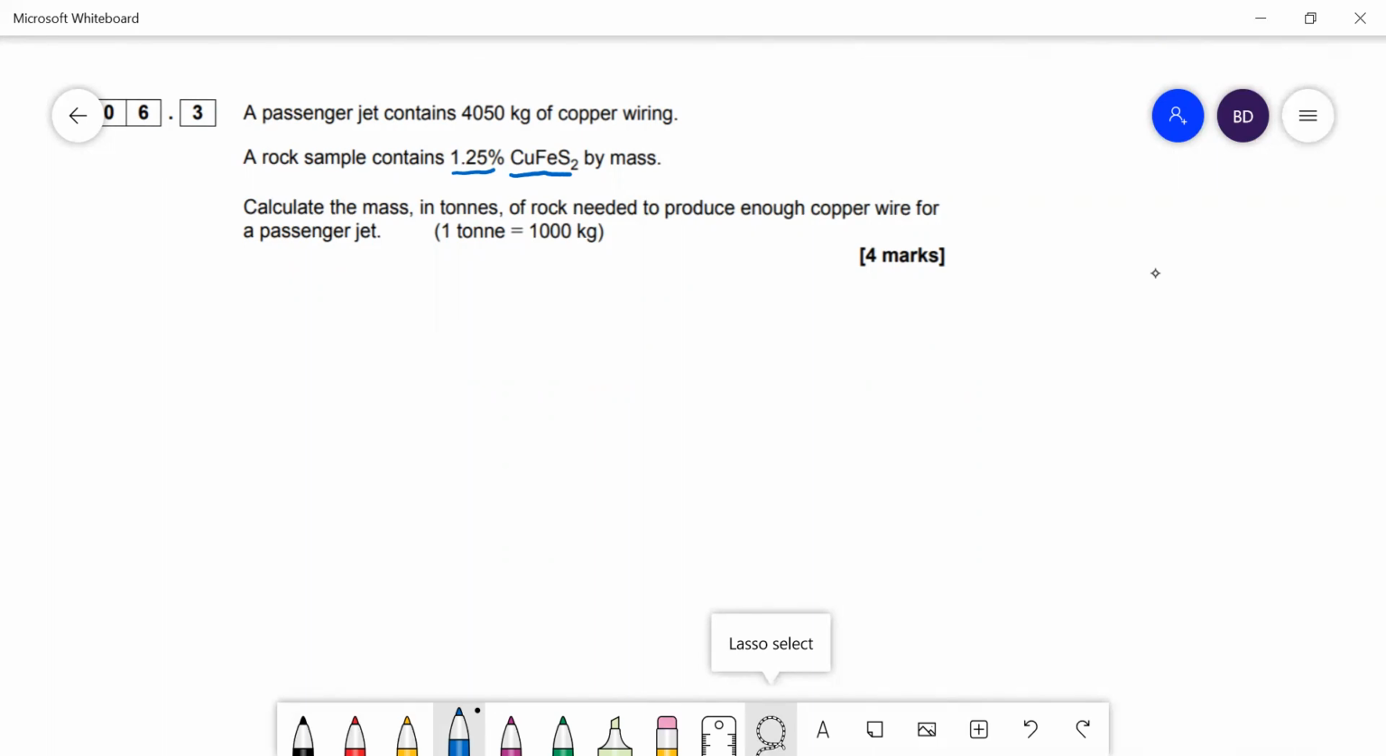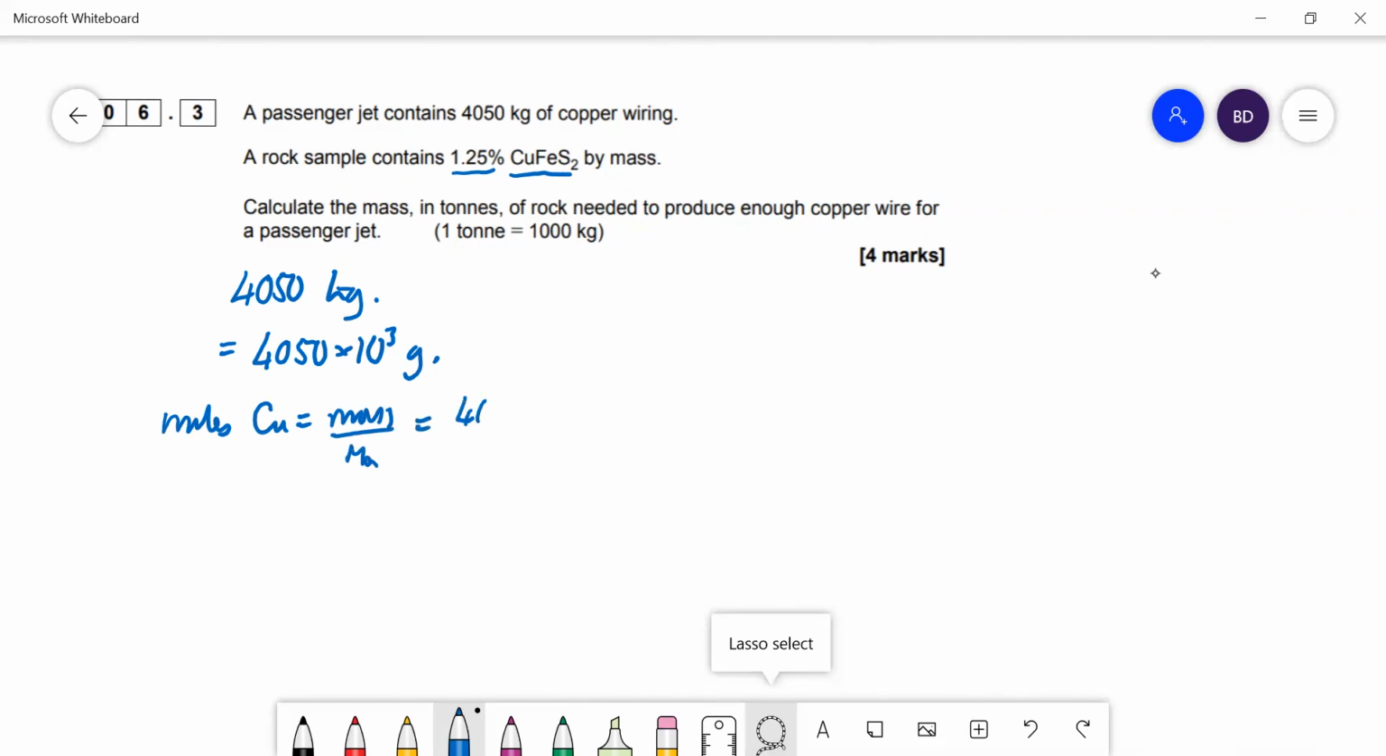Right, so how much wire we've got? So we've got that many kilograms of copper we need. Okay, so let's work that into grams. So that is equal to times 1,000, 10 to the 3 grams. Now let's work out the number of moles of copper. So that's going to be mass over Mr. So this number divided by 63.5 for copper, which gives us 63,779 moles.